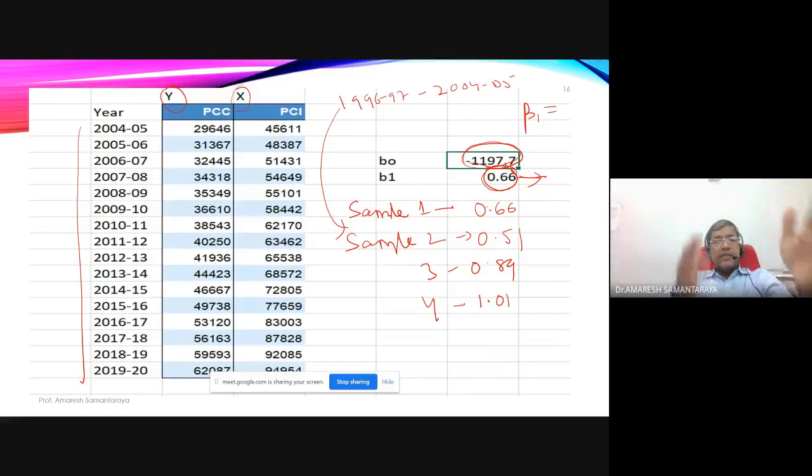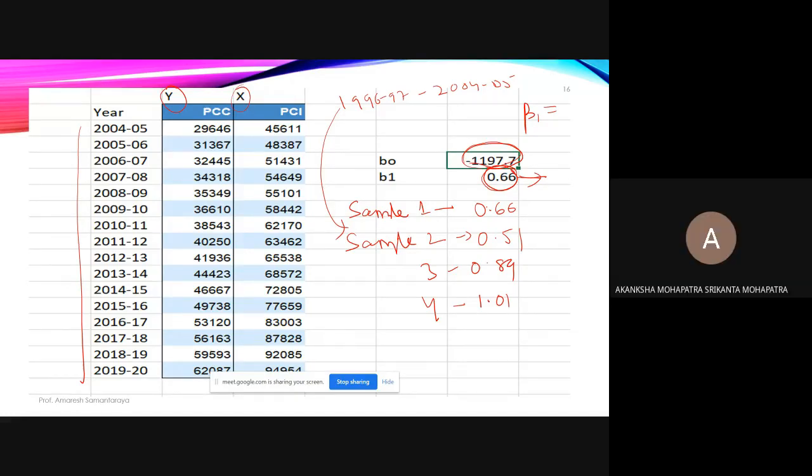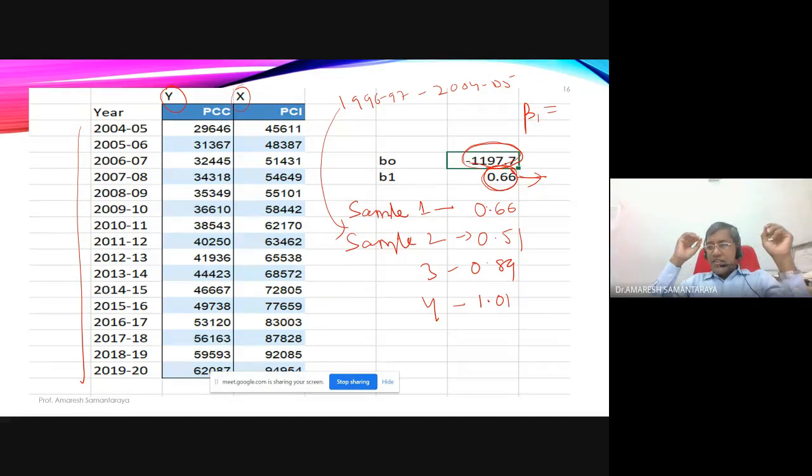Say my sample size is 15 here. Yes, sir, 2004-5 to 2019-20, so I think 16 observations I have. My sample size is 16, right? So based on that, let me move further. You have B1 as 0.66. Sample size is 16. Then, sir, a sample size greater than 30 gives a normal distribution. Sir, you are telling something unrelated here.